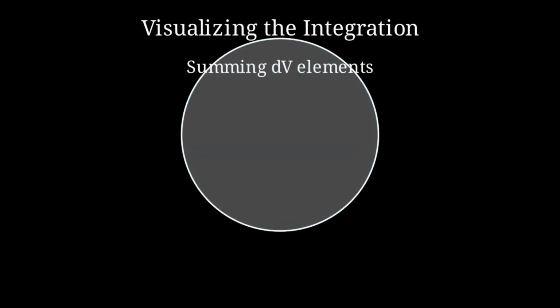Integration is essentially the process of summing up an infinite number of these tiny dV elements. By defining the boundaries correctly, we ensure every part of the 3D shape is accounted for exactly once.